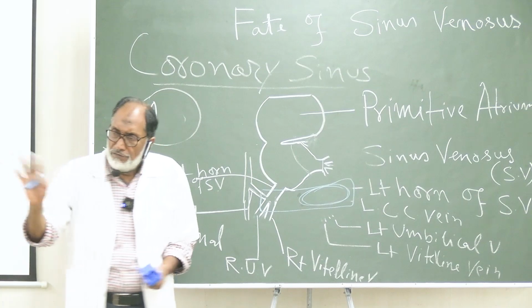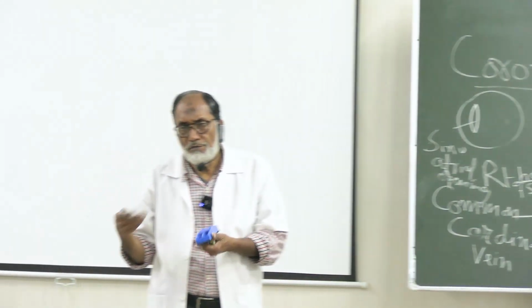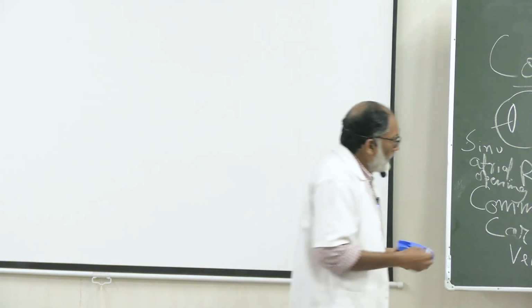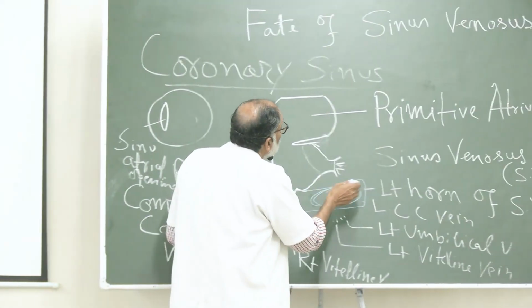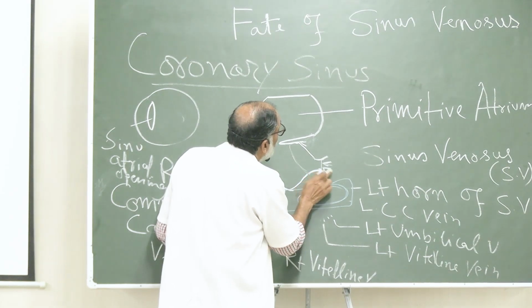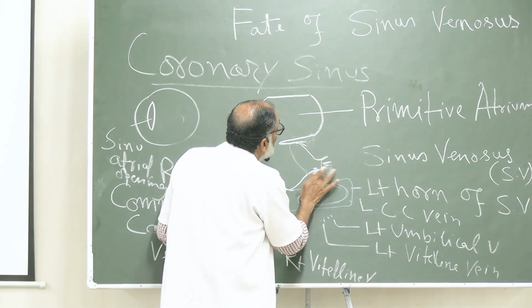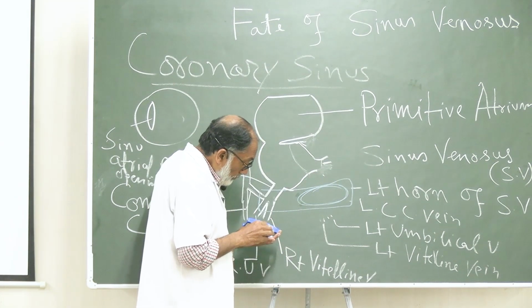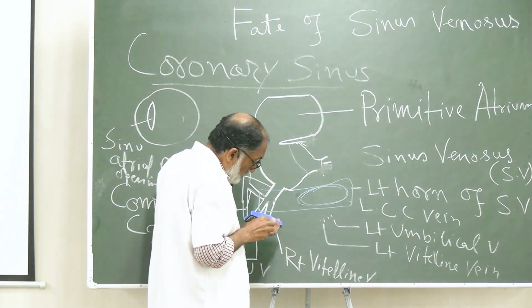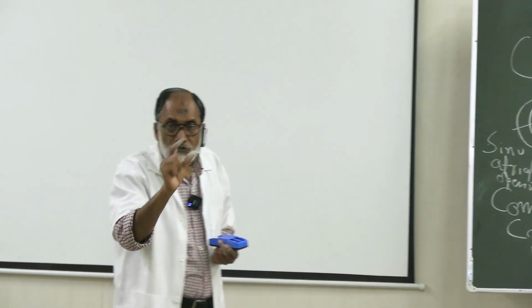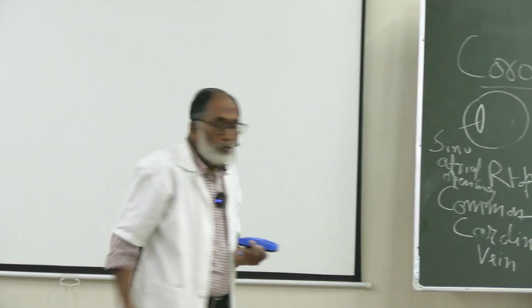But suprahepatic part of the umbilical vein is degenerated, disappears. So that part is gone. Likewise, vitelline vein also gone, and the suprahepatic part of vitelline vein. So only lying the left horn as well as common cardinal vein.